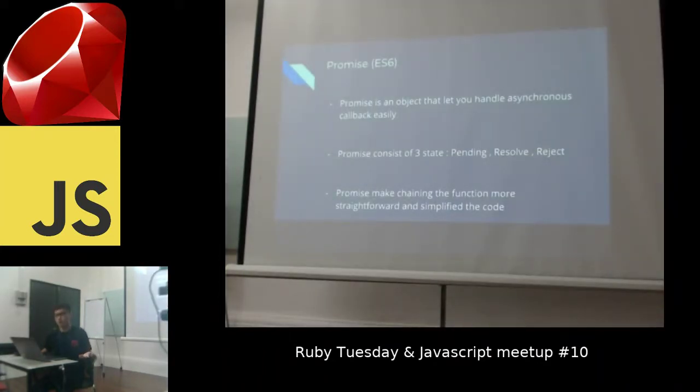So let's go to promise. Promise is to solve callback hell. A promise is an object that lets you handle asynchronous callbacks easily. And a promise consists of three states: pending, resolve, and reject. The pending state is like you're waiting for the API call, or waiting for the read file operation. So it shows the pending state. When you finish the operation, it is marked as resolve. If any error happens in the operation, just call reject. So promise makes chaining functions more straightforward and simplifies the code.